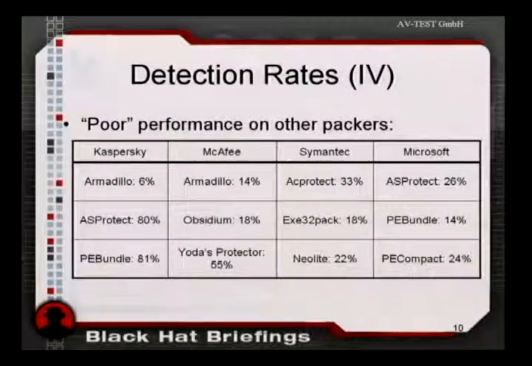The next slide is basically the other side. This is the poor performance on packers which aren't commonly found in the whitelist. Again, let's have a look at Symantec. When you remember, they had an average rate of about 60%, and on these packers, they only detected 33% of the samples we used, just 18%, 22%. And the same is true for most of the other products again.